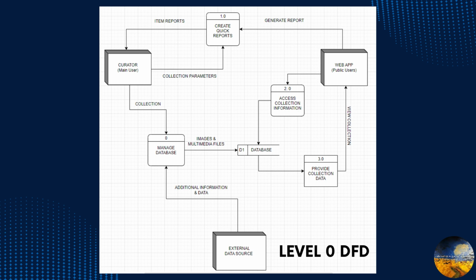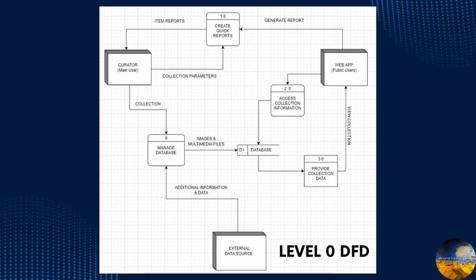The database data store sends data to the provide collection data process, which means that the database is a source of collection data that will be made available to the users. The database data store sends a view collection data flow to the web app entity. This flow implies that the web app accesses collection data from the database to serve it to the public users.